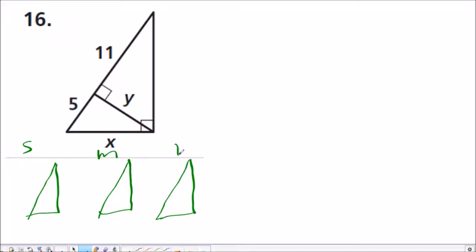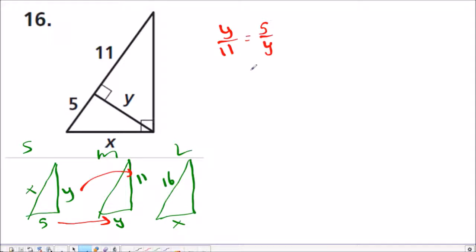Small, medium, large. Looks like we go 5, Y, X, and Y and 11. And on the big shape, we have X and we have 16. Okay, let's continue. Looks like Y goes with 11, and I'm just doing the one that jumps out at me right away, and 5 with Y. So Y, 11, 5, and Y. There's my setup. Cross multiplying, 55 equals Y squared.